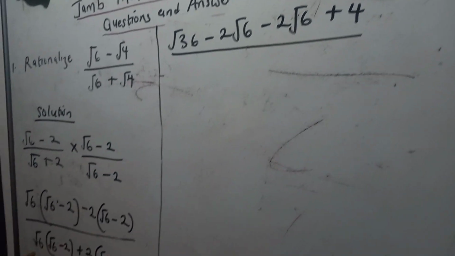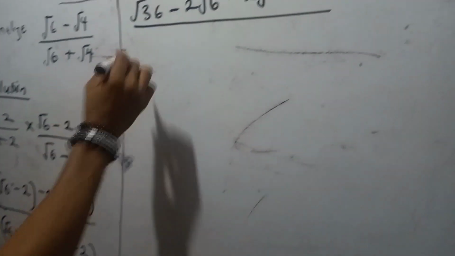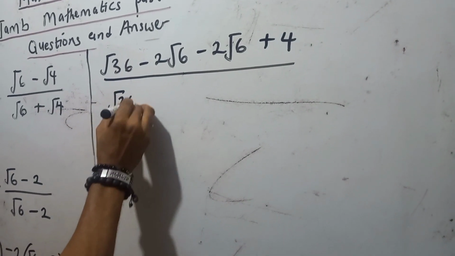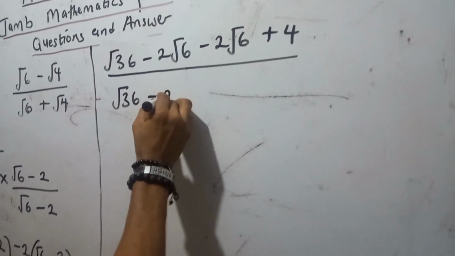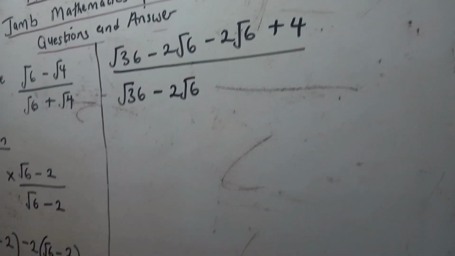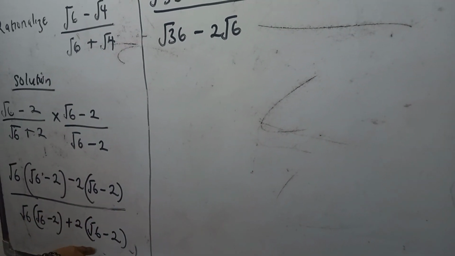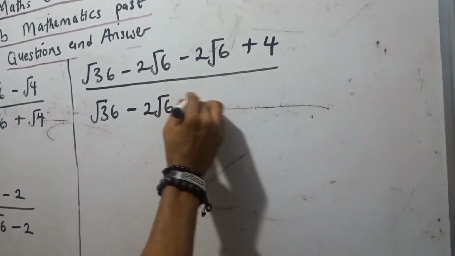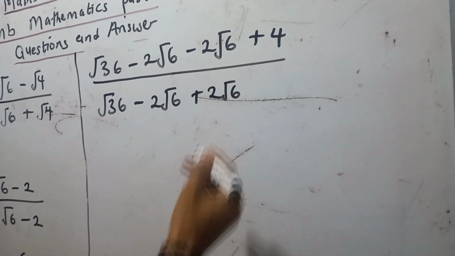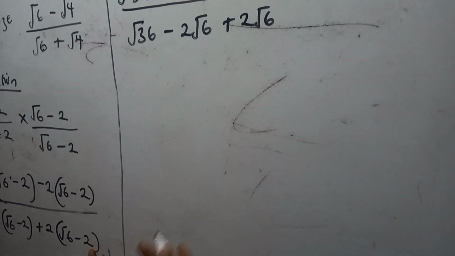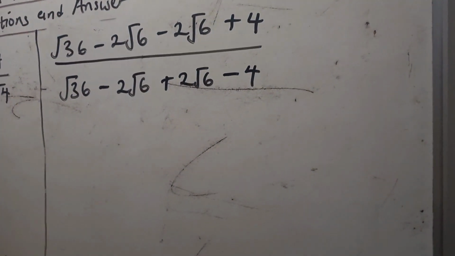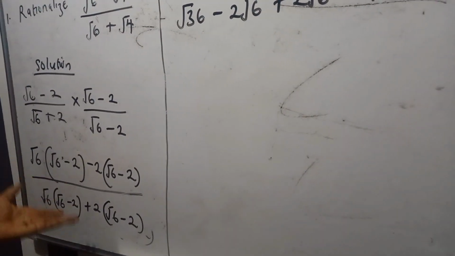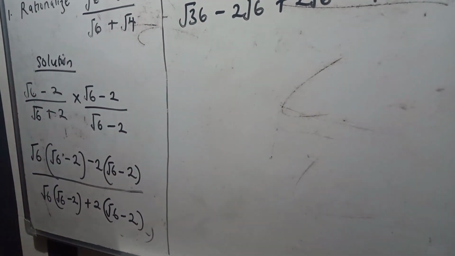I go to the next one. Root 6 times root 6 is root 36. Root 6 times minus 2 is minus 2 root 6. Plus 2 times root 6 is plus 2 root 6. Plus 2 times minus 2 is minus 4. So we have cleared the brackets of the numerator and denominator.